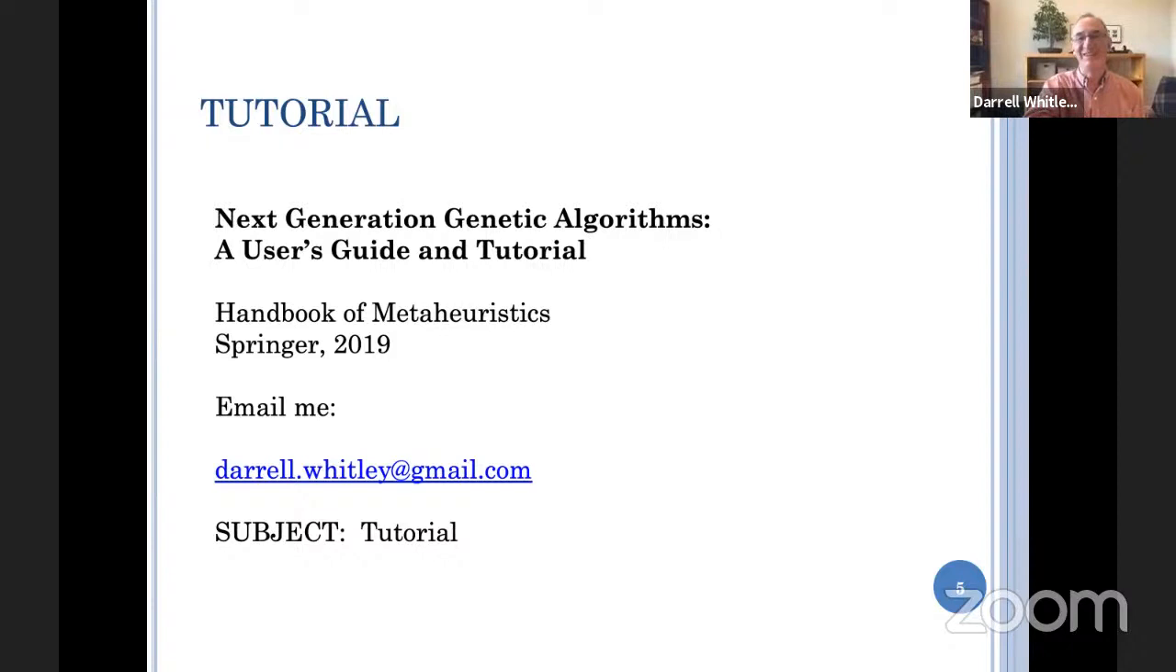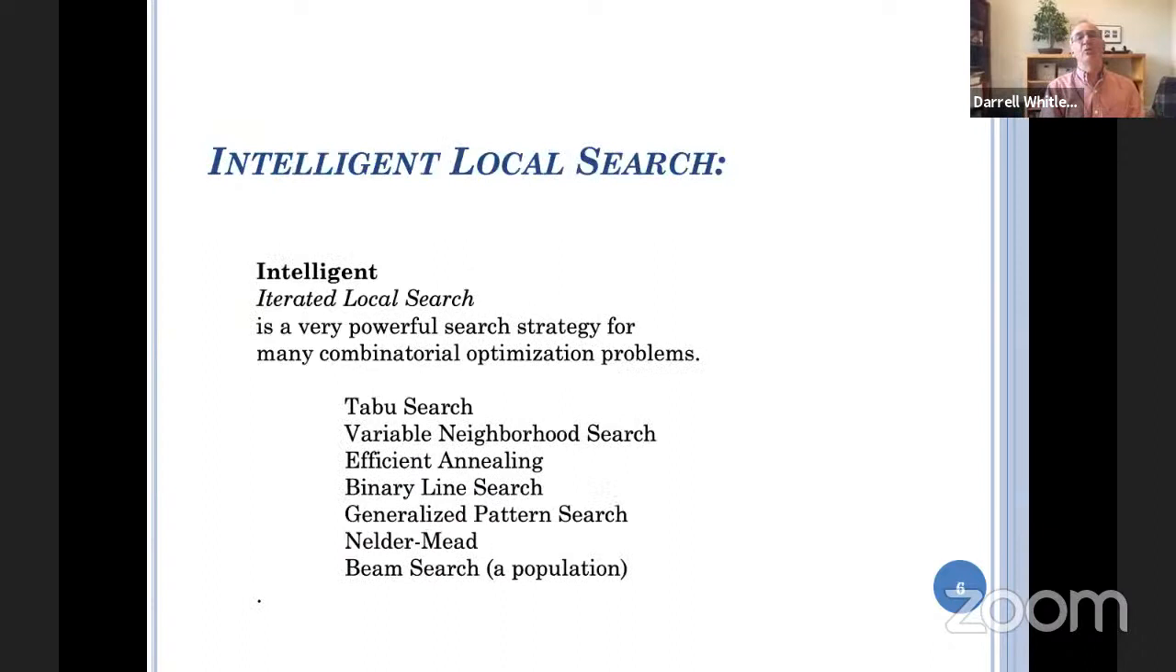I want to first talk about intelligent local search, because if we're going to talk about what evolutionary computation has to offer, I think we have to talk about intelligent local search. And often intelligent local search means iterated local search. And if you've spent very much time at all in the field of combinatorial optimization, you know there's a lot of powerful methods out there.